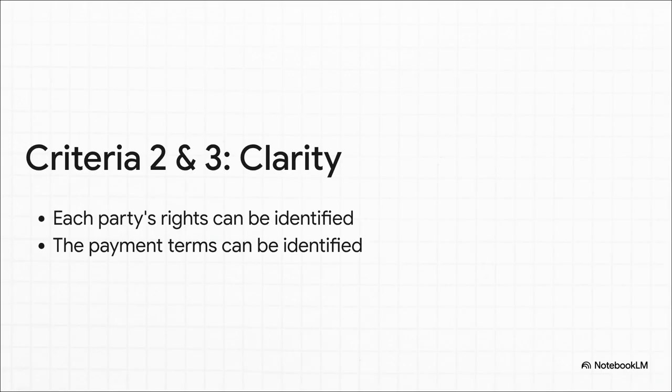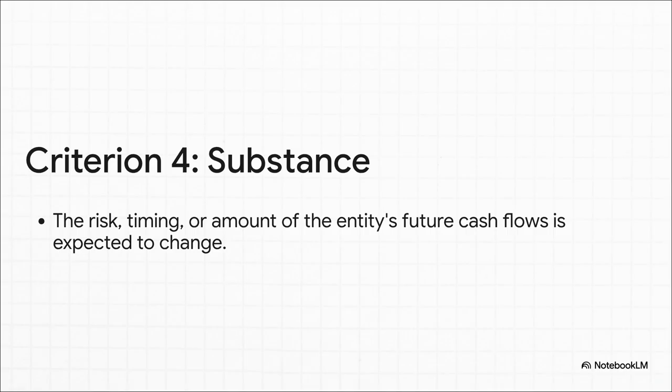There can be zero ambiguity about what each party gets, like a specific phone model or a certain amount of data, or what the exact payment terms are, say $50 a month for 24 months. IFRS 15 leaves absolutely no room for guesswork here. Now this fourth one, commercial substance.